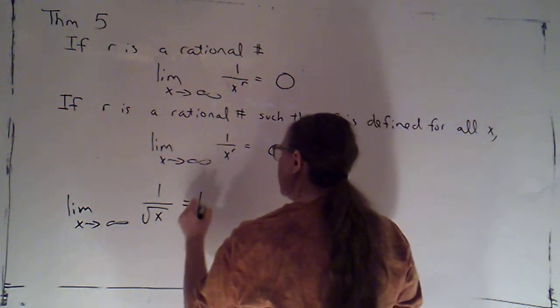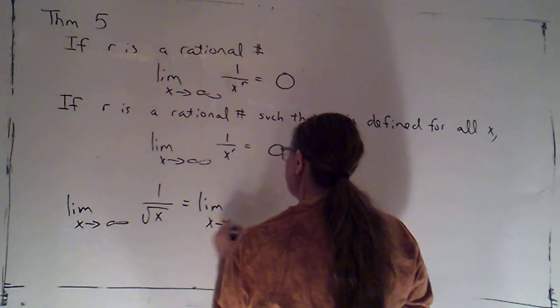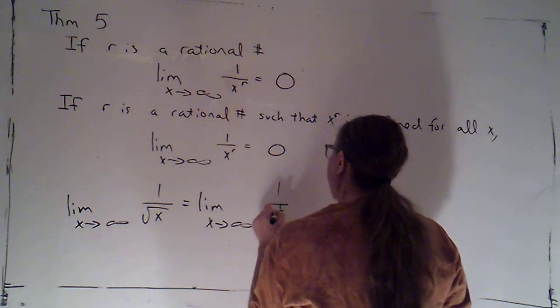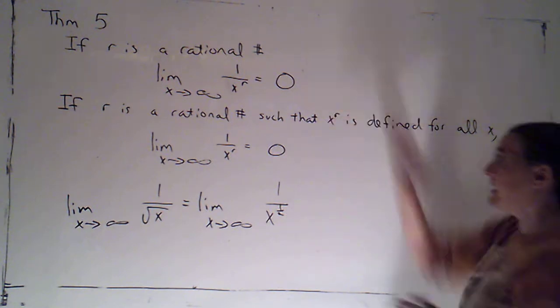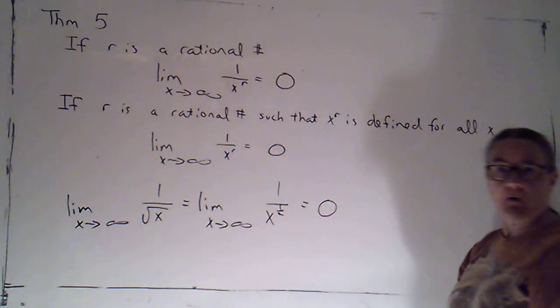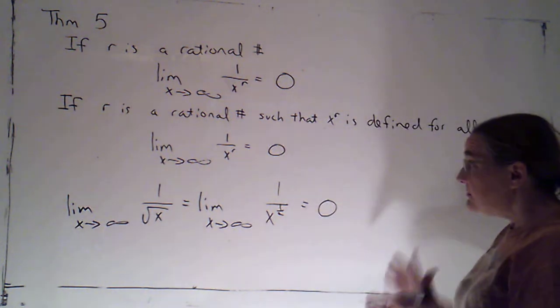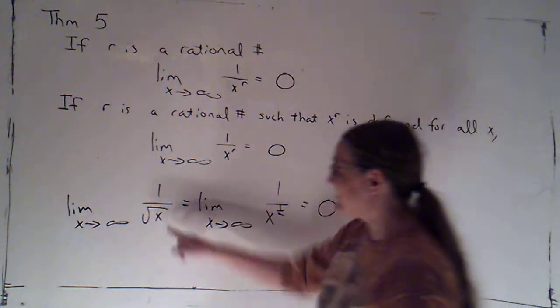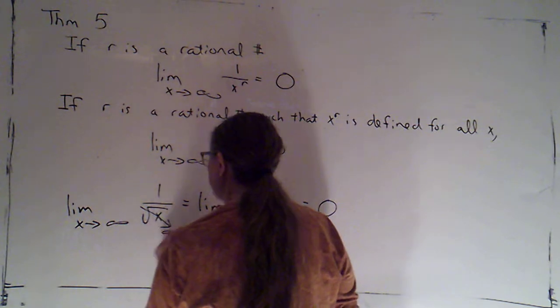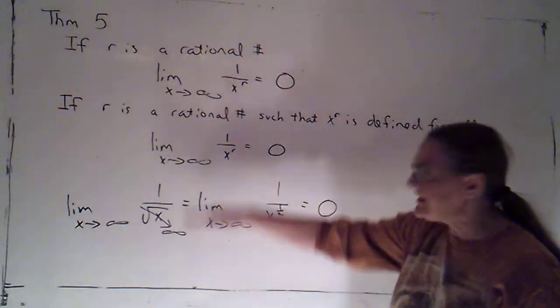Well, I know that I can rewrite a square root as a fractional exponent. That's x to the 1/2. Applying theorem 5, this is going to be 0. Honestly, the way I would do this, though, I wouldn't bother to rewrite it. I'd just look at that and say, oh, that's going off to infinity. But that's in the denominator.